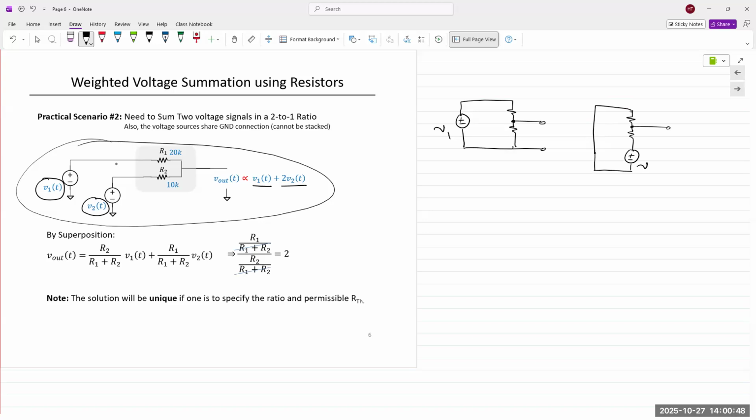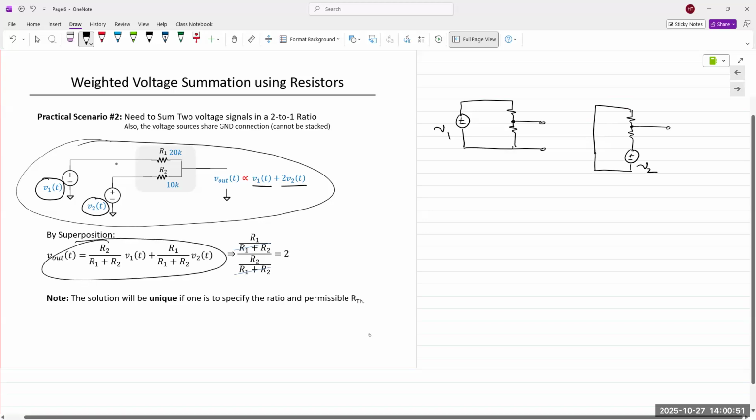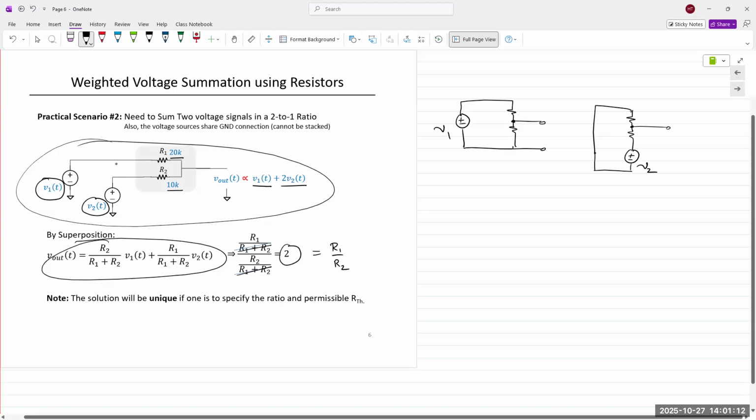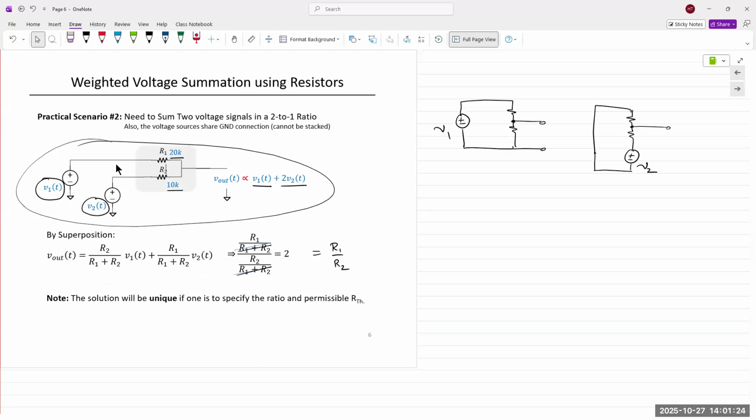So if you do superposition, you obtain this equation. If you take the ratio of the two signals, R1 plus R2 cancels out, and what you have left is 2, where the ratio of R1 to R2 should equal 2. So if you choose R2 as 10K, you can obtain R1 as 20K. Anyway, that's again a very simplified application for a resistor. Again, same principle. We're adding up the voltages. You've seen that before using superposition, Thevenin resistance, Thevenin voltage.